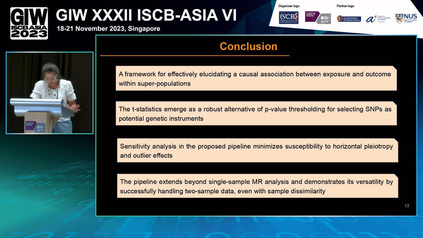So if I conclude, this framework is effective for elucidating a causal association between exposure and outcome within the superpopulation, and the T statistics also displayed a nice result even if we consider the small sample. The sensitivity analysis in the proposed pipeline minimizes susceptibility to horizontal pleiotropy, as we see in the default causal estimate in one of the graphs. And the pipeline was also extended to 2 sample MR studies, and we got the same kind of results.